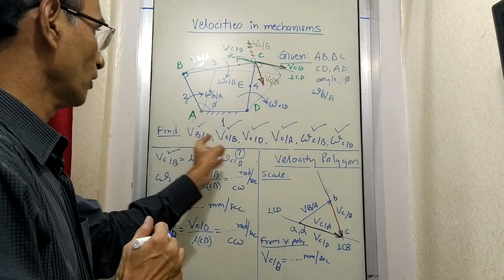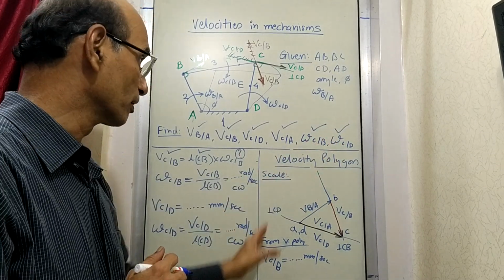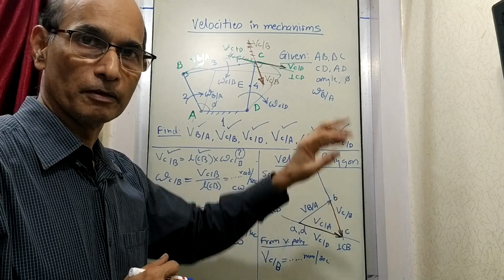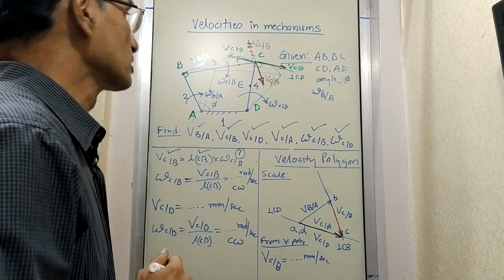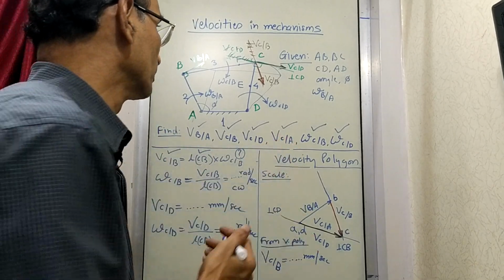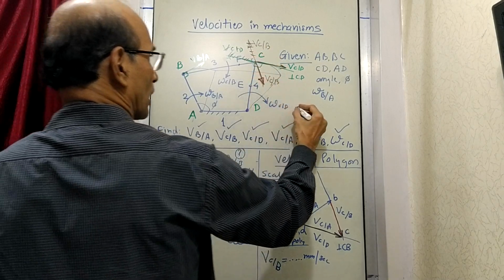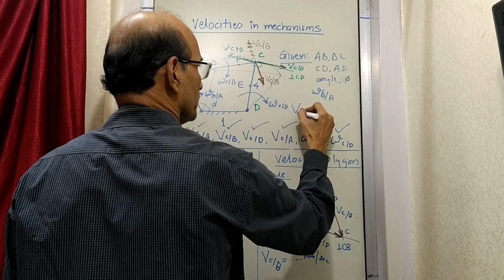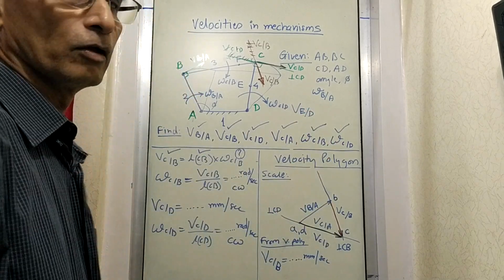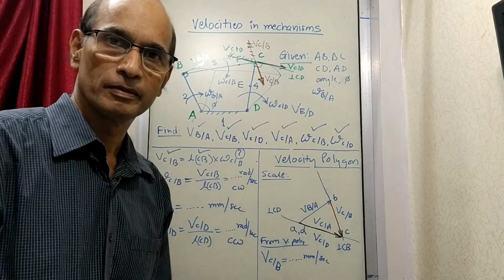Okay, so we have found out all the answers which were asked, and this becomes the procedure. This is called finding out velocities by polygon method. Now having done this, suppose we are asked something more over and above this. Suppose E is a midpoint of this line and you are asked to find out what is velocity of E with respect to D. That is also asked.